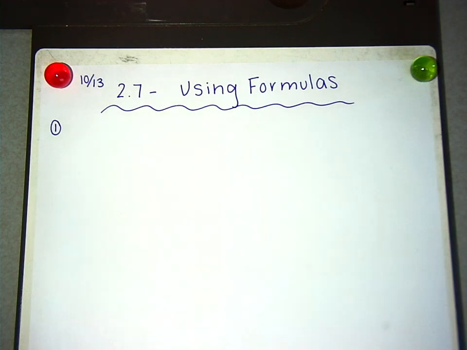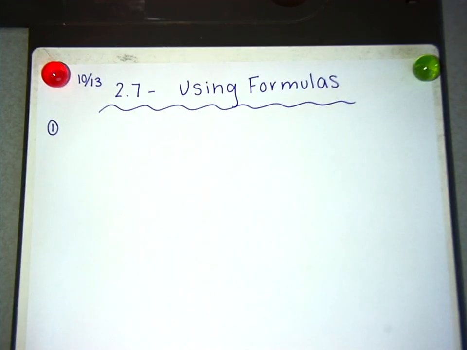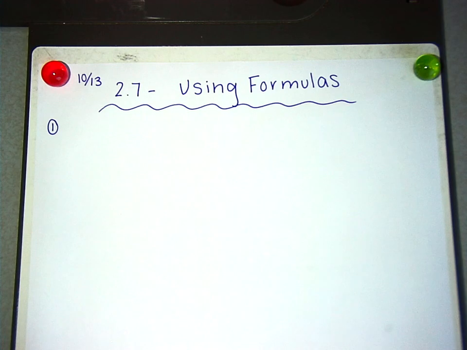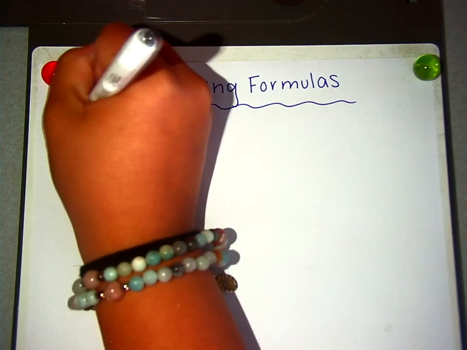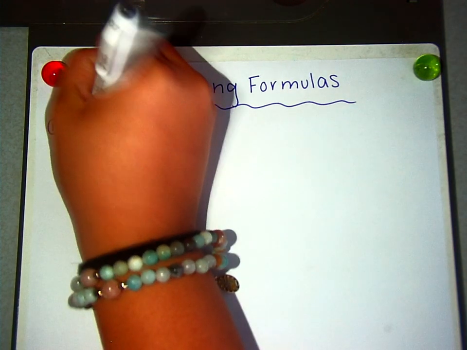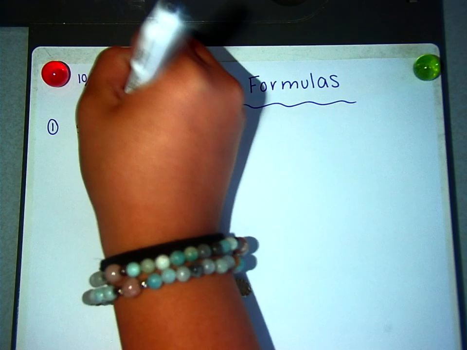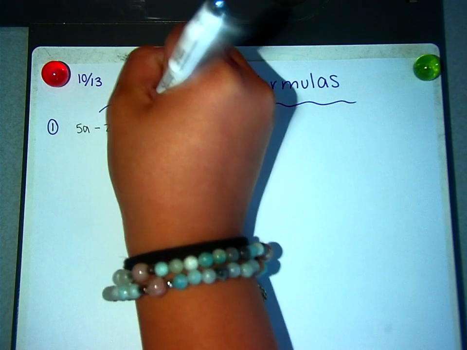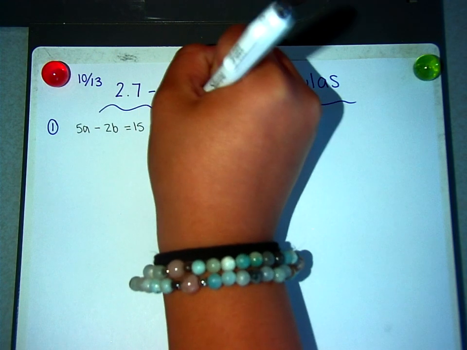Okay, today we're going to do 2.7, which is the last section of this unit before your test. So, let's start. 5a minus 2b equals 15, and we're solving for a.